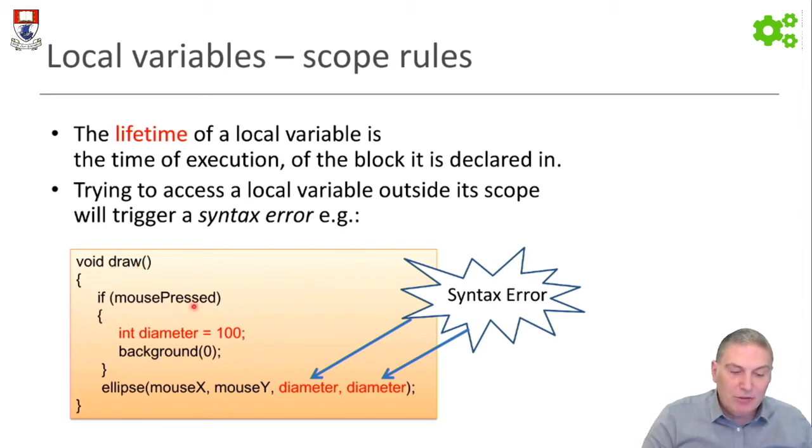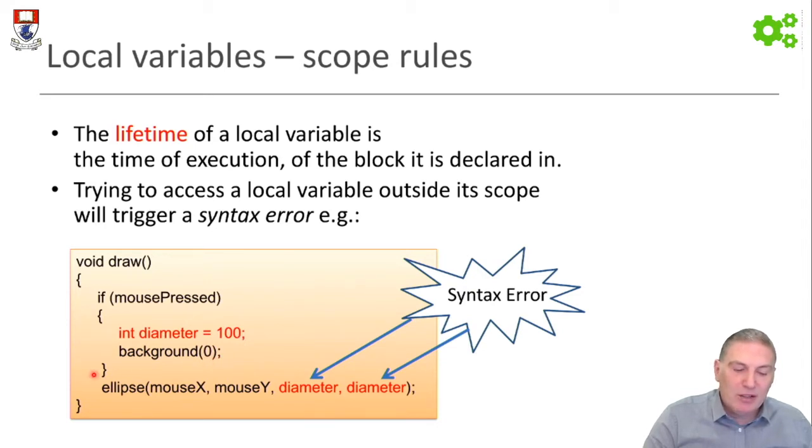We're saying if mouse pressed, then declare the diameter variable. The diameter variable in this case is 10. Sorry, is 100. Now, if the mouse is pressed, it will declare the variable diameter, give it an initial value of 100, and then change the background to black.